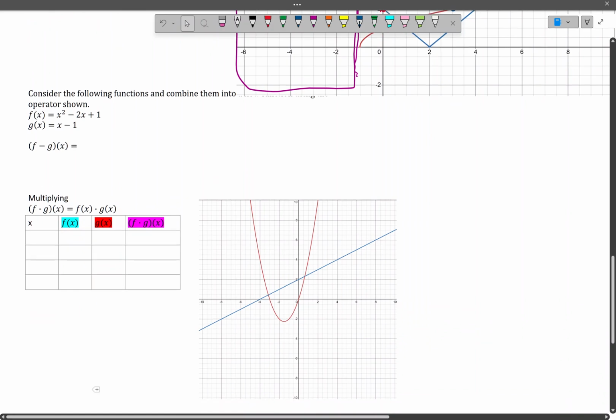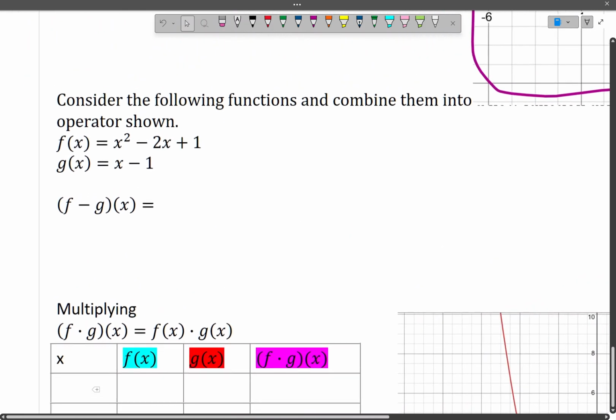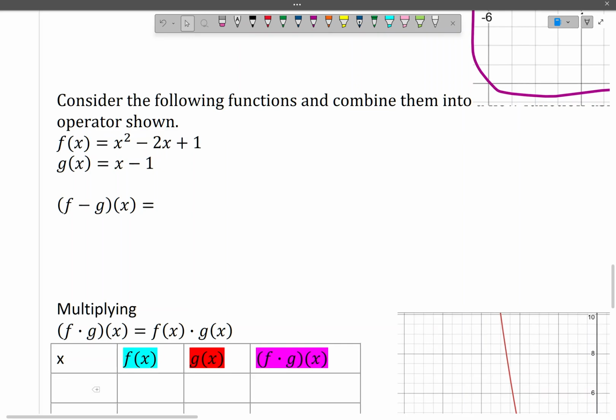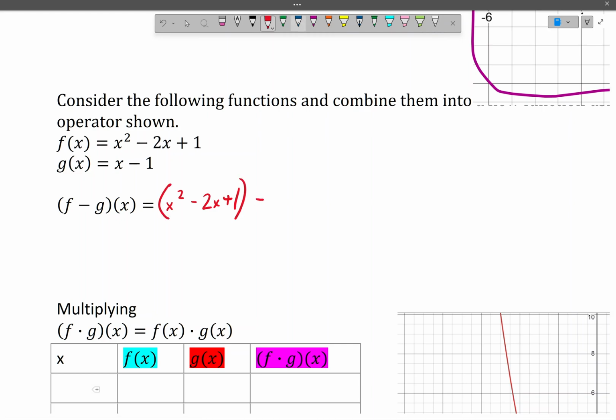Okay, so let's take a look at some actual algebraic expressions. So instead of just looking at graphs, what if we did this with algebra? Well, we can do f minus g of x. And so here you can see the two different functions. And what we're going to do is go f, which is x squared minus 2x plus 1, minus g, which is x minus 1.